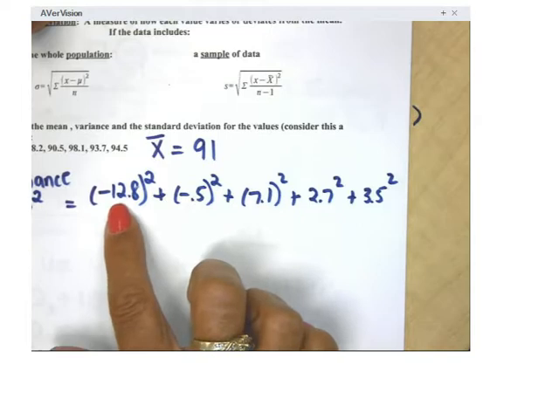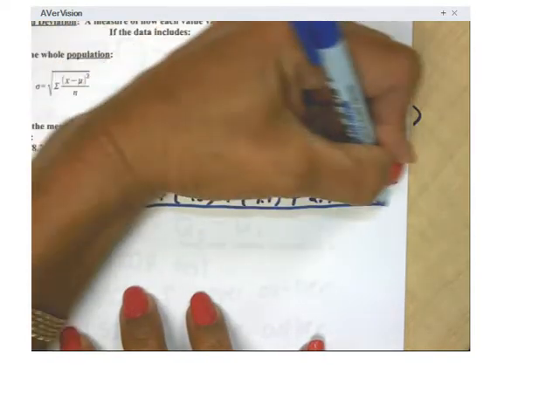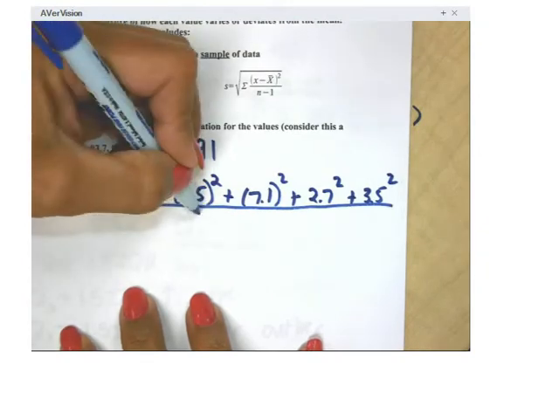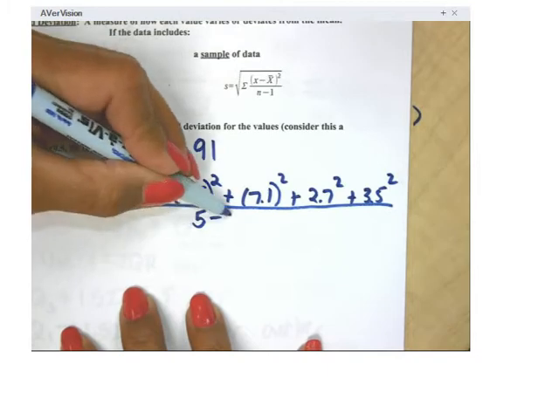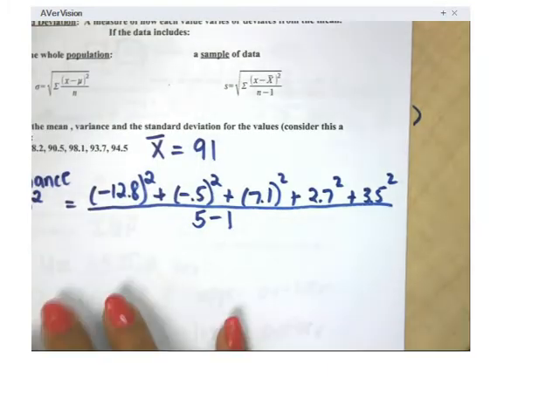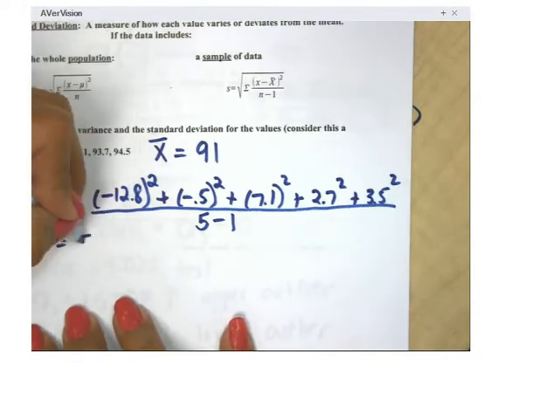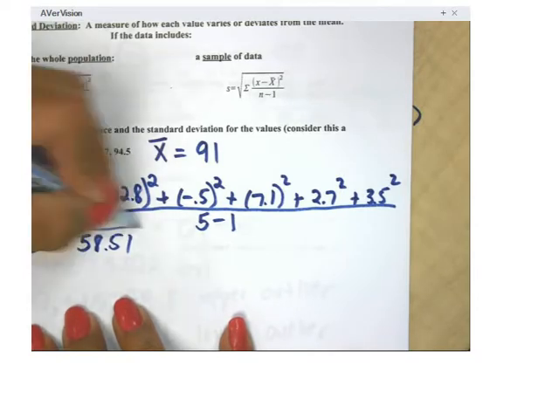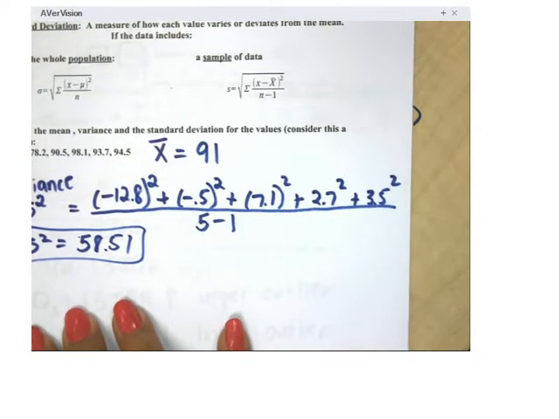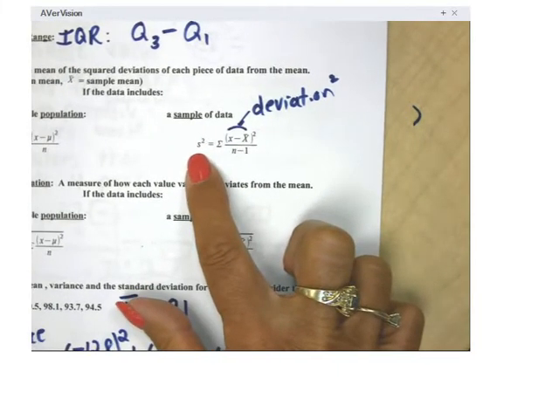So my first step in variance is to find how far each number is from the mean, squared. Then I add those all up, and I divide by, when it's a sample, 1 less than how many numbers I have. And that calculation will give me what is called the variance. So let me write that down. When I did that calculation, I got 58.51. That is my variance. Now let's go back and look up at the formula.